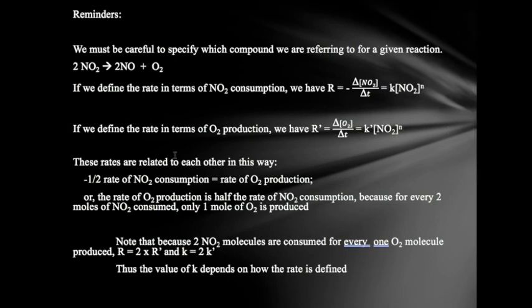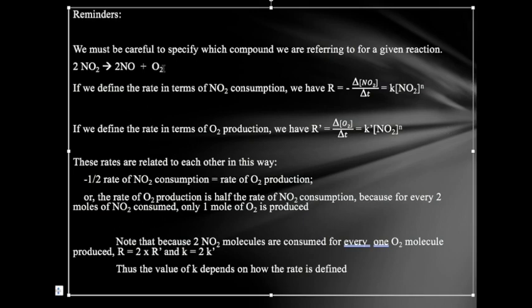But if we define the rate in terms of O2 production instead, we would have a different rate law. That's what this little apostrophe, we call that prime, is doing. It's saying, hey, this is a different rate law. We've shifted our perspective. Now we're looking at the rate of change of O2. And you need to know that everything about it is going to be the same, but it's going to have a different K value. So I'm going to call this K prime.